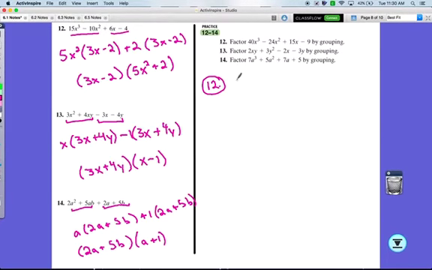For 12, I can factor out, let's see, 8x squared out of the first two. Let's do this with 5x minus 3. I can factor out a 3 out of the second ones, which gives me 5x minus 3. And so you'll end up with 5x minus 3 times 8x squared plus 3.